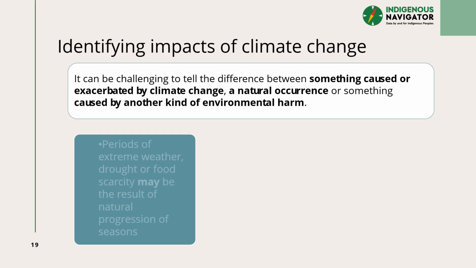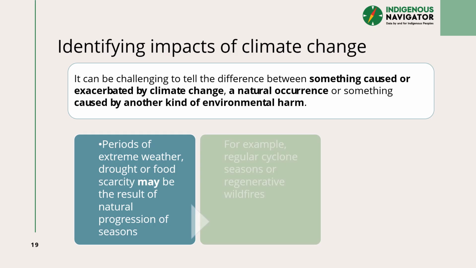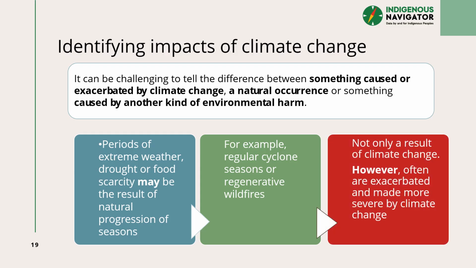In some areas, periods of extreme weather, drought, or food scarcity may be the result of natural progression of seasons. For example, cyclone seasons or regenerative wildfires. This may mean that while they can have negative impacts on the environment, people, or industry, it is not only a result of climate change. However, often these natural occurrences are exacerbated and made more severe by climate change, significantly increasing the damage they cause. This means that this data may be relevant to the Indigenous Navigated Climate Change module.